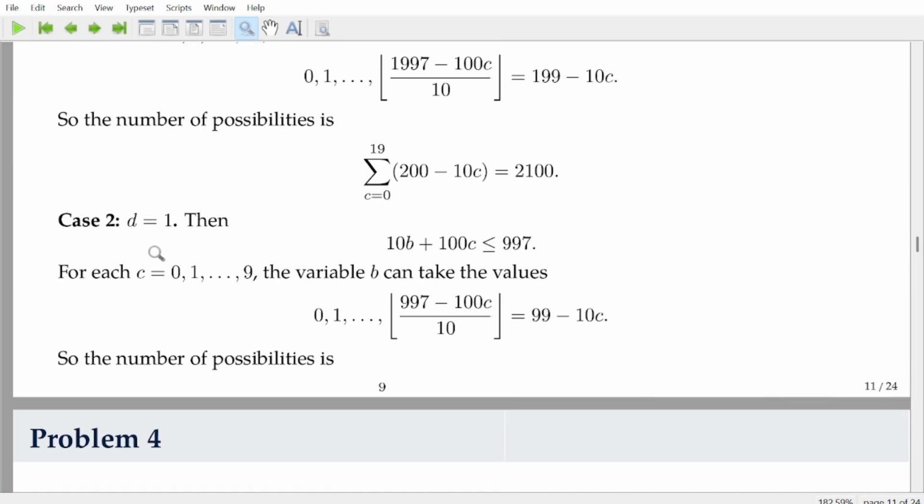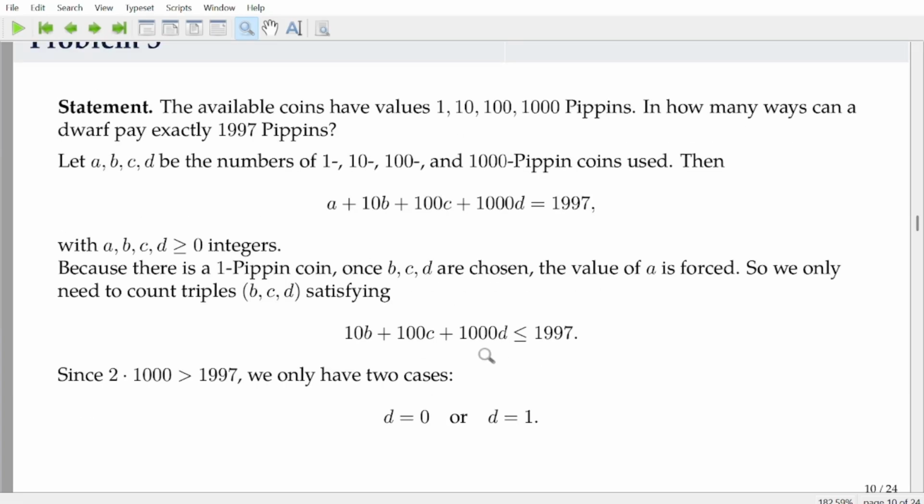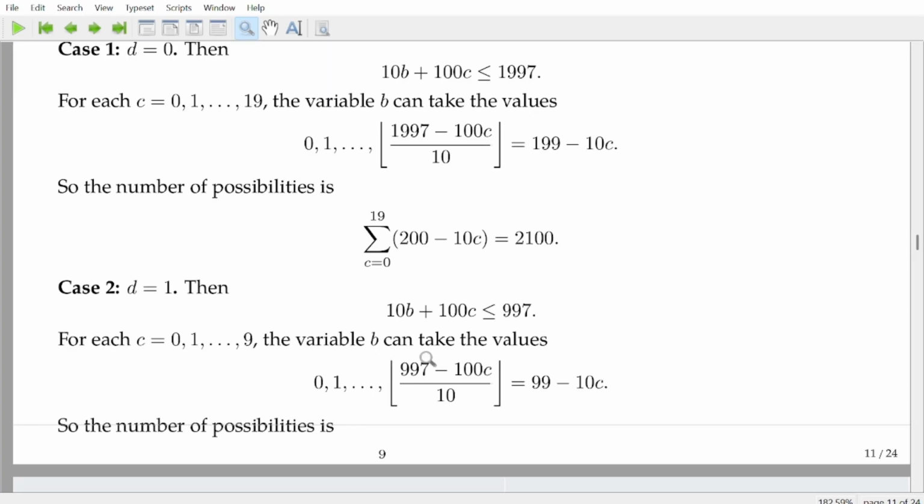What about if d equals 1? Well, if d equals 1, then we get this plus 1000 term here, so we subtract that from both sides to get that 10b plus 100c has to be less than or equal to 997. And again, using a very similar idea, for each c, in this case, c can only be between 0 and 9, not 19, because if it was 10, the left-hand side would be greater than or equal to 1000. Between 0 and 9, it has to be an integer, so it has to be one of these possibilities.